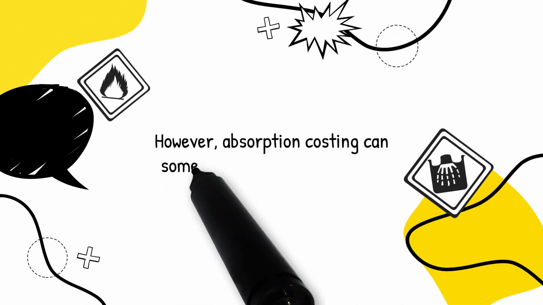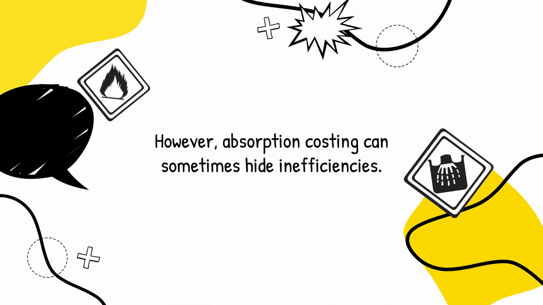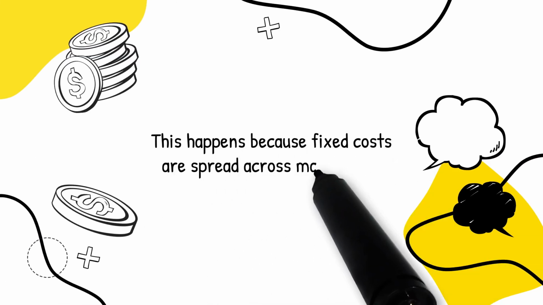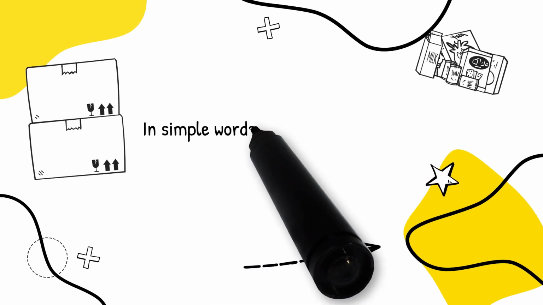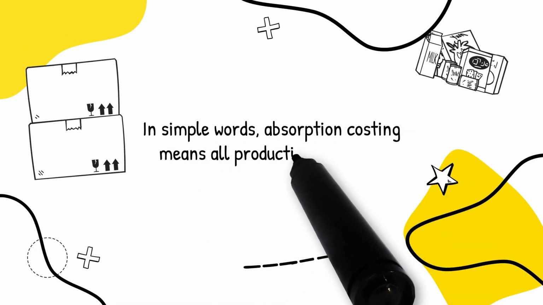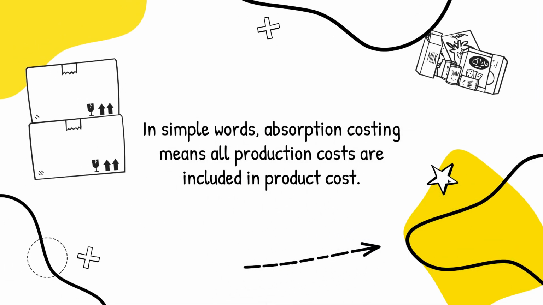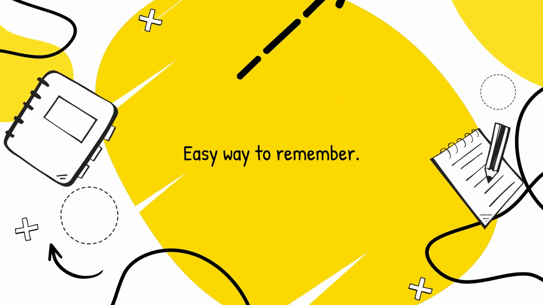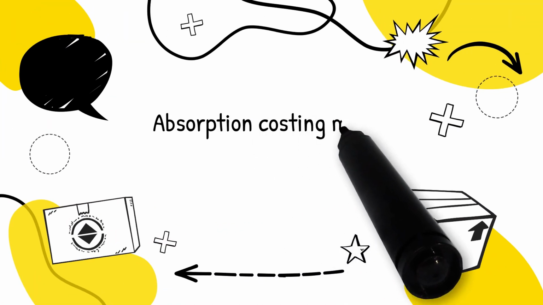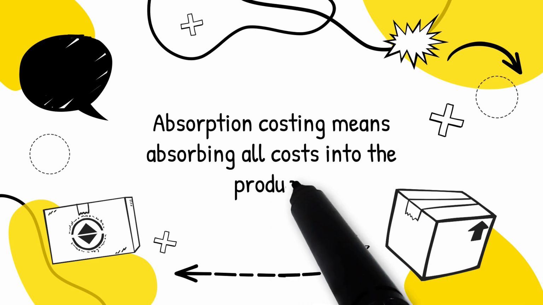However, absorption costing can sometimes hide inefficiencies. This happens because fixed costs are spread across many units. In simple words, absorption costing means all production costs are included in product cost. Easy way to remember: absorption costing means absorbing all costs into the product.